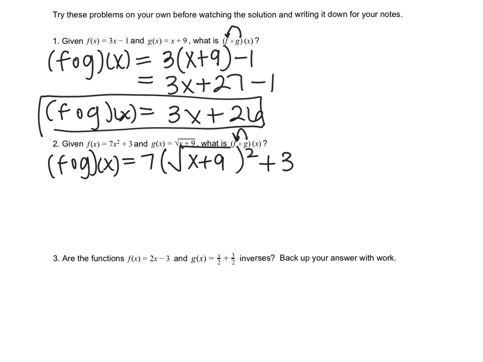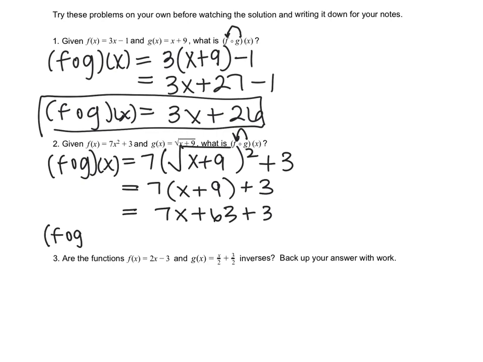When I square a square root, they cancel, and we're left with 7 times x plus 9 plus 3. Distributing the 7 into the parentheses, we get 7x plus 63 plus 3. So our final answer after combining like terms is 7x plus 66.